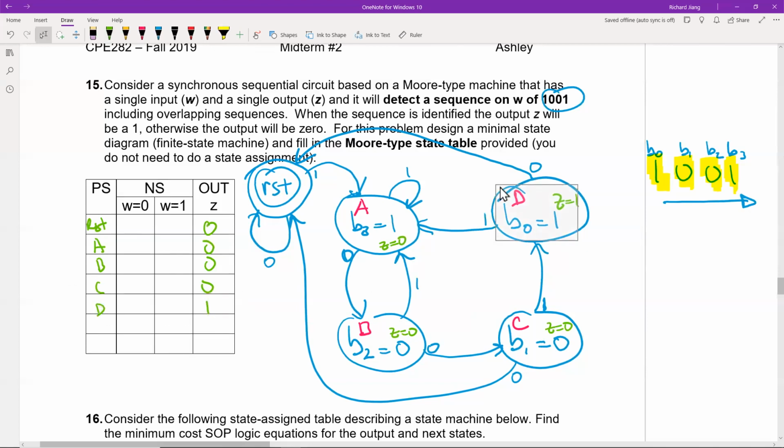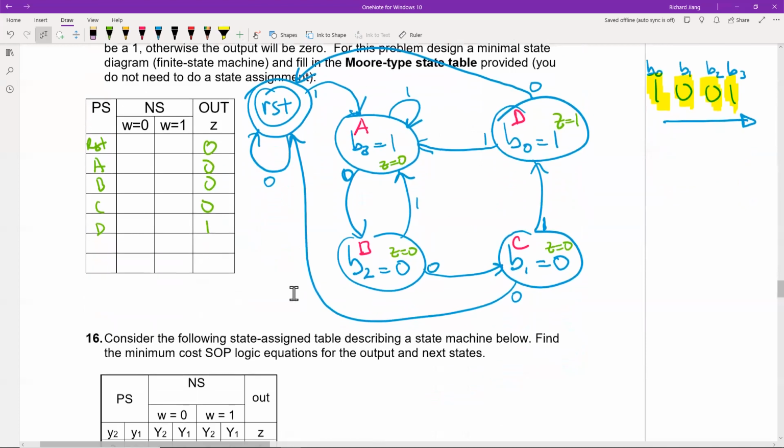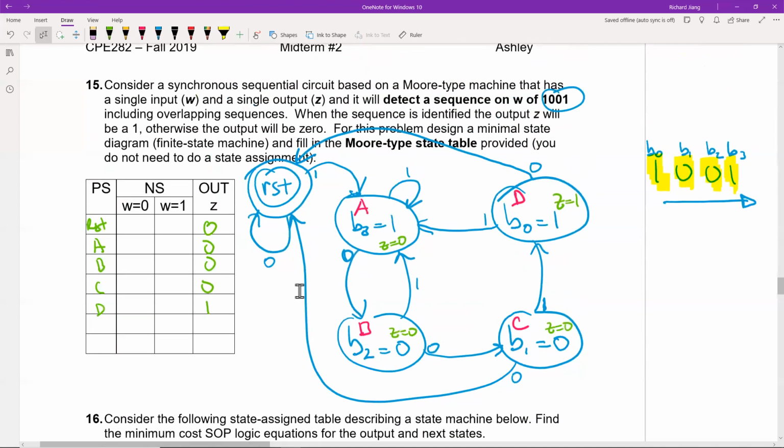Agree? Yep. Okay. You think you got this part on your own? Yeah, I think so. Good. I understand. All right. Moving on. Actually, any questions before we move on?